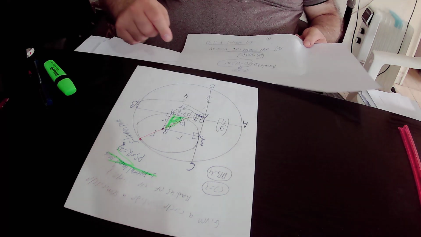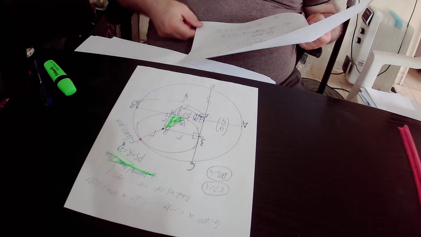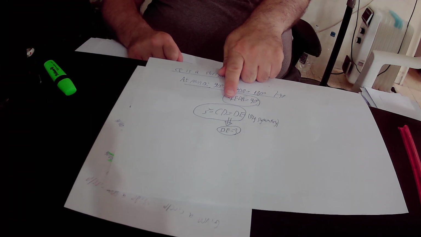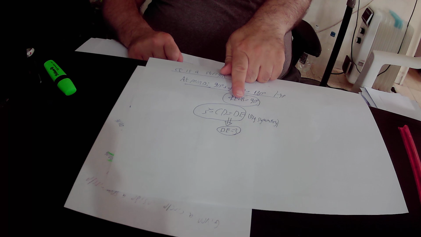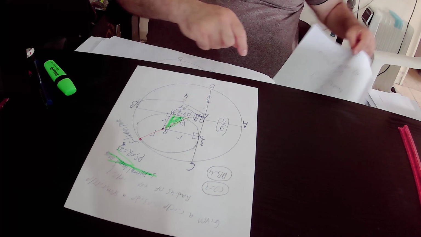And it is given in the question that CD equals 3 units. So we can write here that CD equals 3 units. And from the equation 3 equals CD equals DE, we derive that DE is also equal to 3 units.